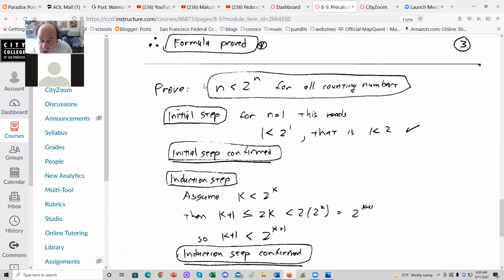Here's an easy one. n is less than 2 to the n for all counting numbers. The initial step starts with n equal to 1. 1 is less than 2 to the 1. That is, 1 is less than 2, true. It's true. So this is true for n equal to 1.